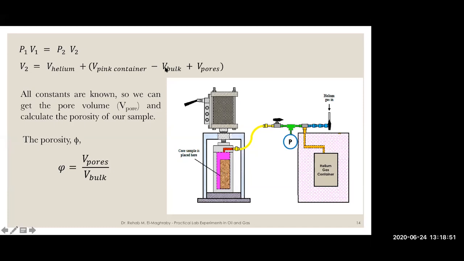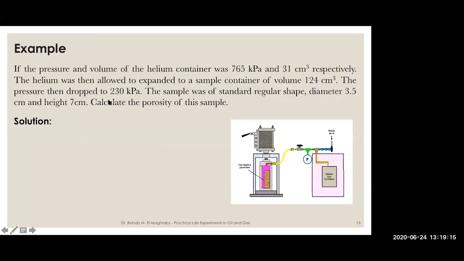The bulk volume of the core you can calculate, and at the end, the only unknown here is the pore volume. So porosity can be calculated through pore volume divided by bulk volume. Bulk volume you calculated, and pore volume can be calculated from the isothermal expansion using Boyle's law. So to practice this, we have an exercise here.